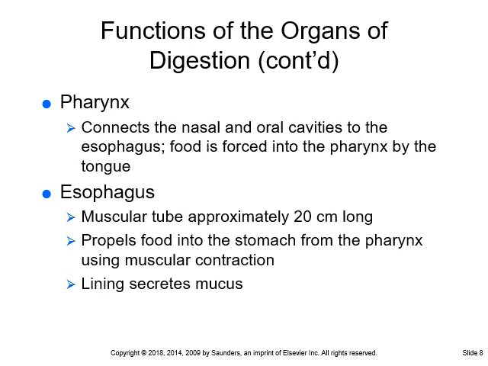The pharynx is a 5-inch muscular passageway that connects the nasal and oral cavities to the larynx and esophagus. Food is forced into the pharynx by the tongue. The esophagus is a collapsible muscular tube about 20 centimeters long. It is the passageway for movement of food to the stomach.